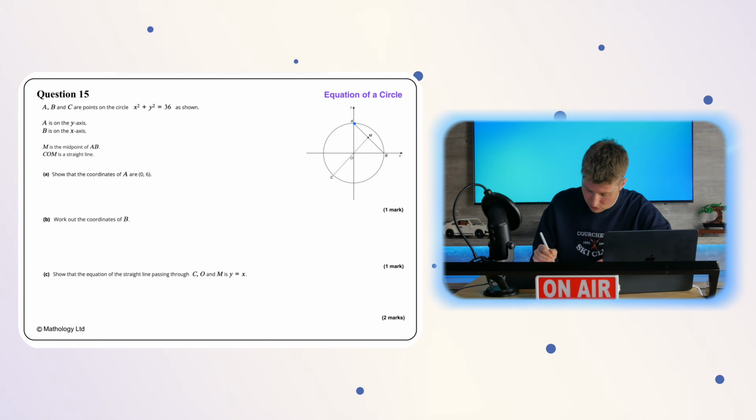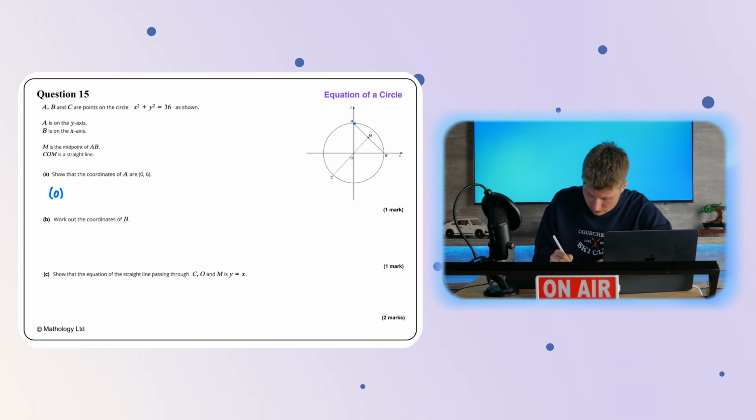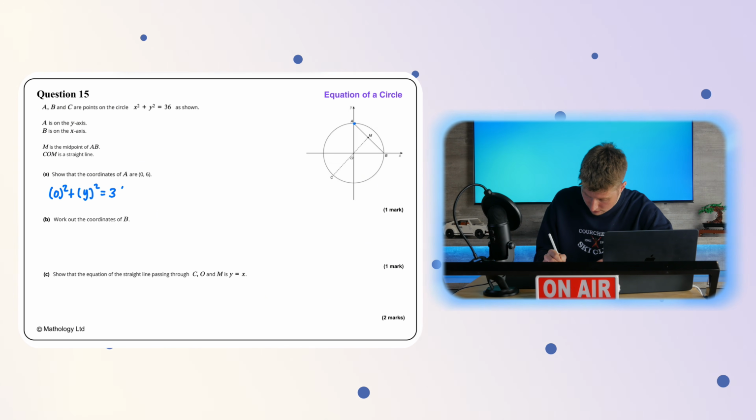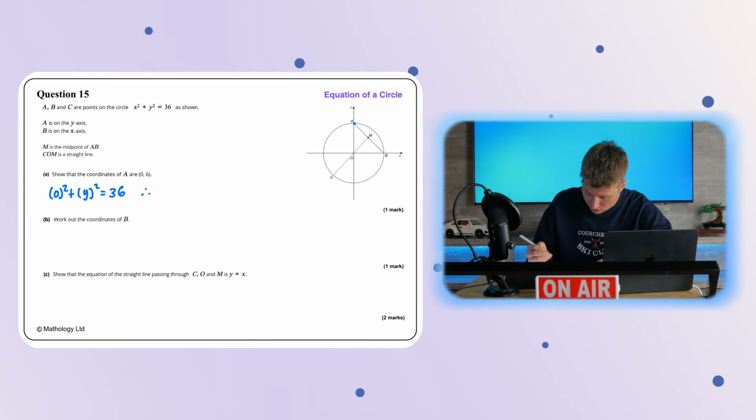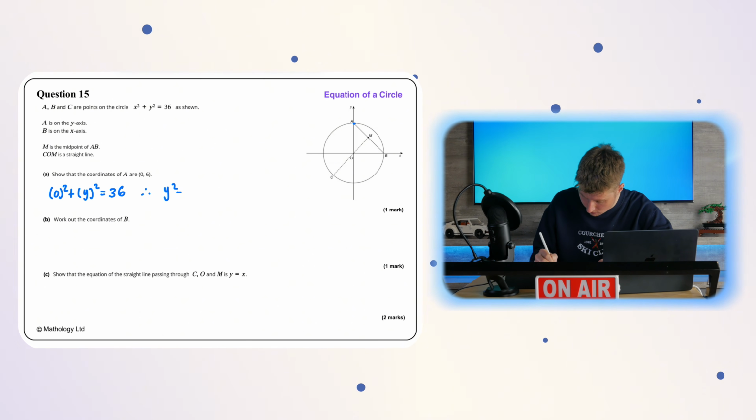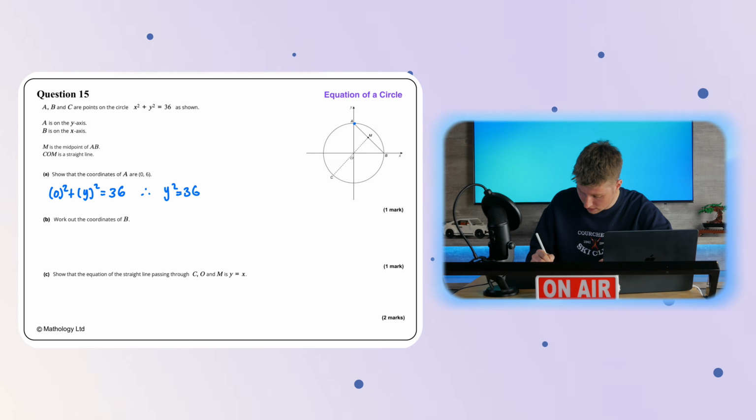So x squared plus y squared equals 36. So 0 squared plus y squared is equal to 36. Therefore, 0 squared is just 0, so we get y squared equals 36. And if we square root both sides of the equation, y is equal to 6.